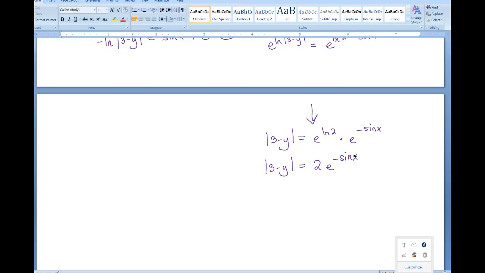Okay, so technically 3 minus y is going to be plus or minus 2e to the negative sine x, right? Plug in your initial condition, which was 0, 1. Where's the calculator? Oh, but it's a 0 here, so what happens here? That becomes just 2, so it's plus or minus 2, and this is 3 minus 1, so that has to be 2. So it has to be positive.